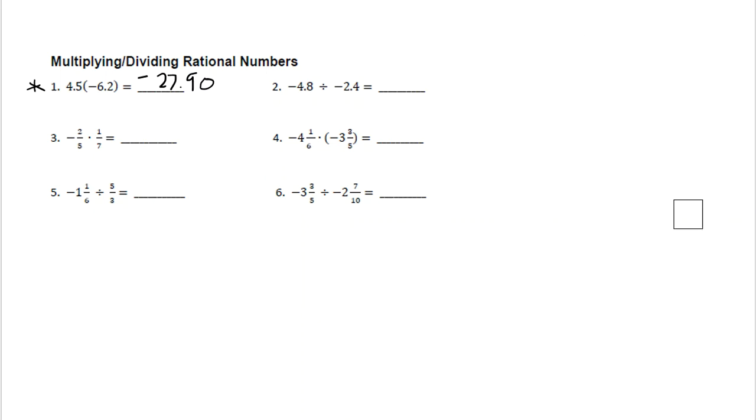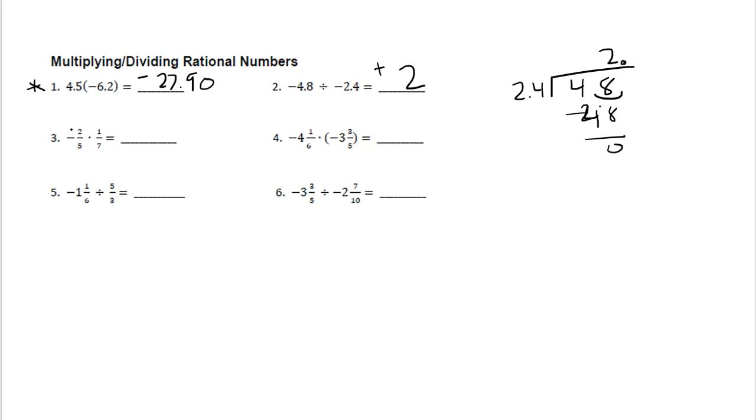Okay, the next one is a division problem. Negative 4.8 divided by negative 2.4. So our answer is going to be positive, and it's 4.8 divided by 2.4. Okay, and you can't divide by a decimal number, so we have to move this decimal one place to the right, which means we move this decimal one place to the right. This decimal comes straight up, and then 24 fits into 48 twice. So that one should have just been a 2.